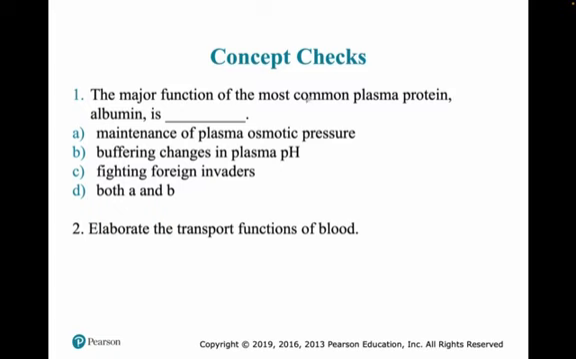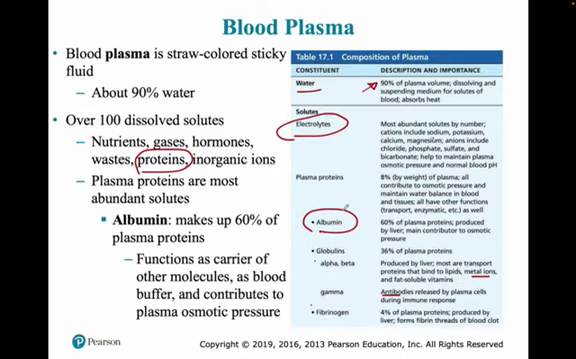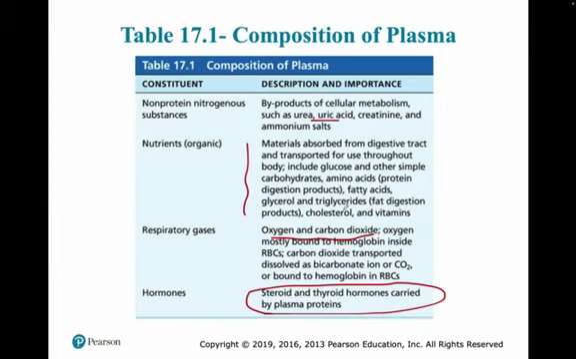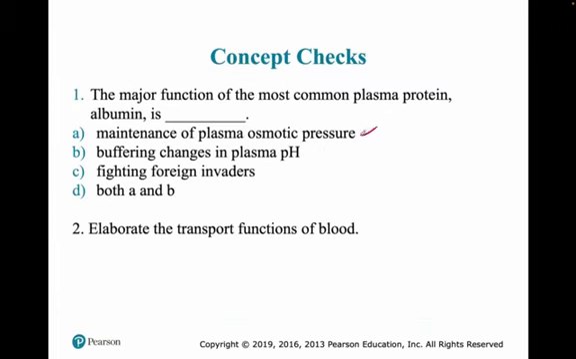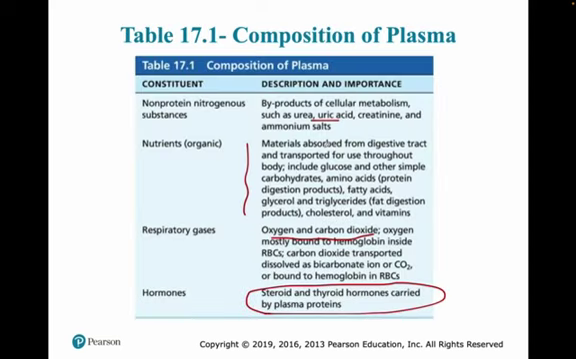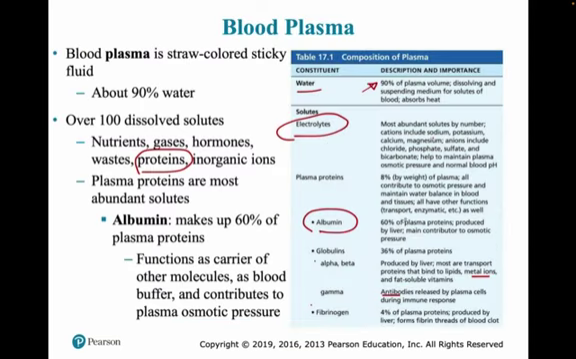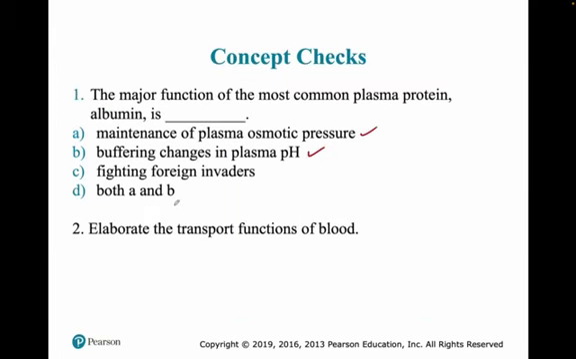So this takes us to your first concept check. The major function of the most common plasma protein, albumin, is, so what does it do? Does it maintain plasma osmotic pressure? Yes, it does. We just discussed that it is a major contributor to plasma osmotic pressure, right? So therefore, yes, buffering changes in plasma pH because it has all these ions. So definitely it contributes to pH, and fighting foreign invaders. Is that true? Yes, because it also has antibodies, right? So therefore, it is a part of fighting the foreign invaders. Therefore the right answer will be both A and B. So D is the right answer.